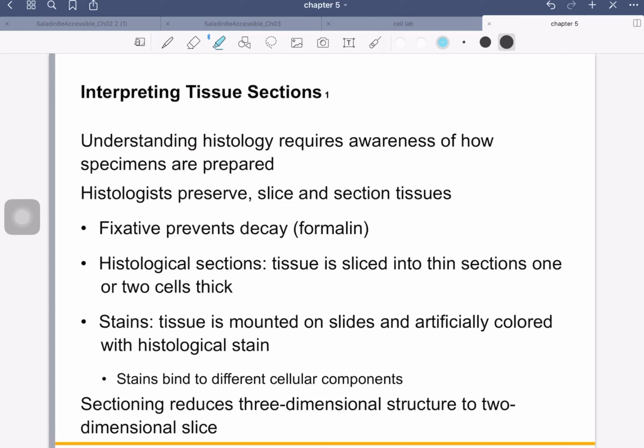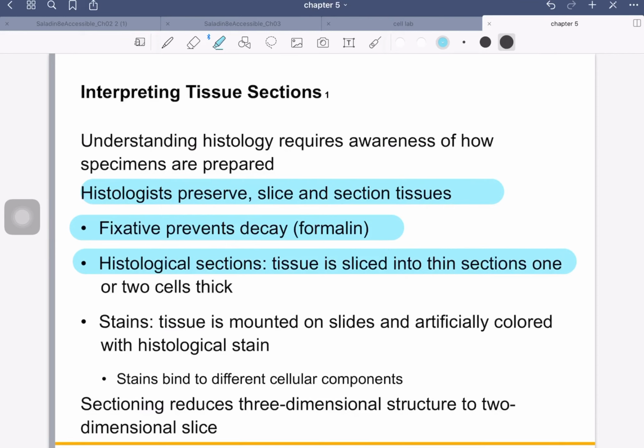And then you also have to stain the tissue so you can actually see it, and different types of chemical stains are used. So by the time you get to look at the tissue, it's undergone quite a bit of processing. So we preserve, slice, and section tissues. We use a fixative like formalin to keep it from decaying. We slice the tissue into very thin sections of just 1 or 2 cells thick. If it was much thicker, the light wouldn't pass through it on the light microscope.